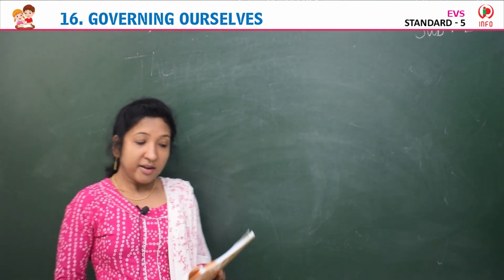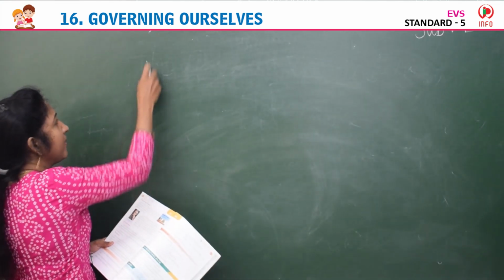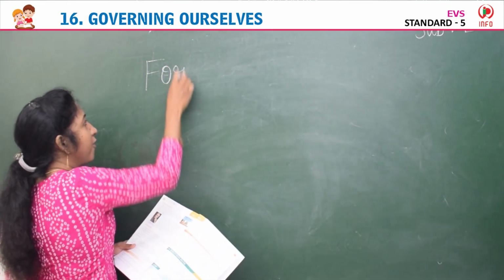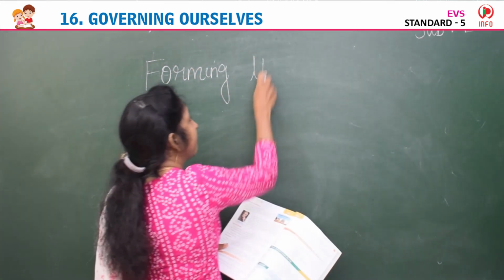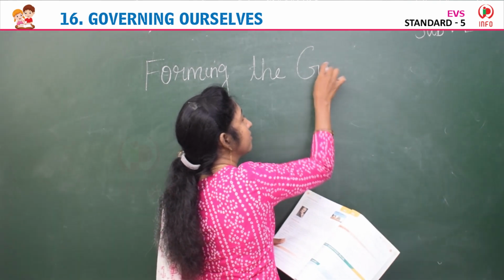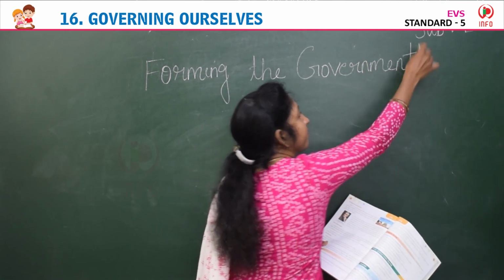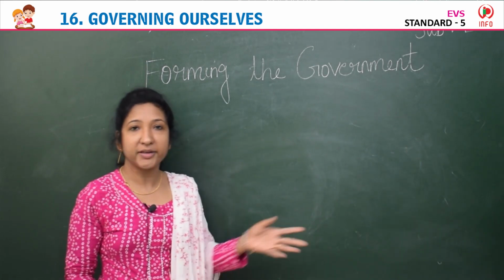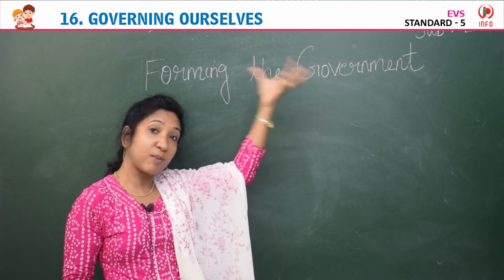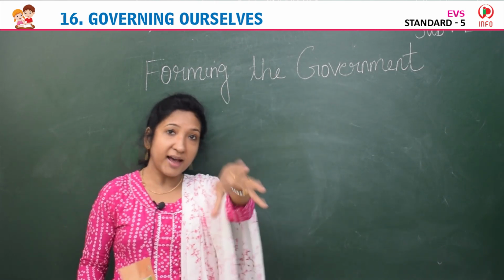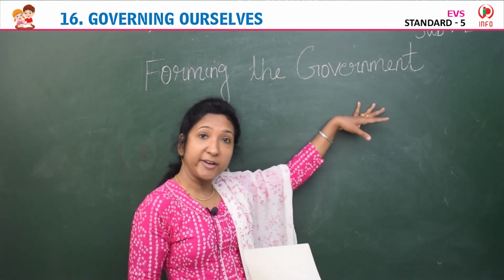Okay. Now we are going to learn about forming the government. So far we learned about government, isn't it? Government, a system, contains a system of laws to rule the country, to guide the country, isn't it? How to form a government?